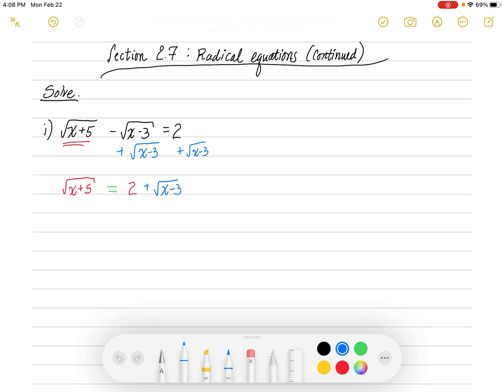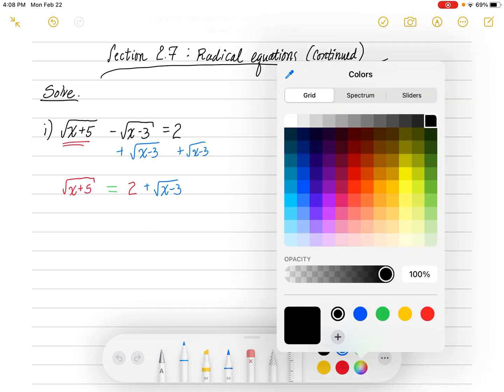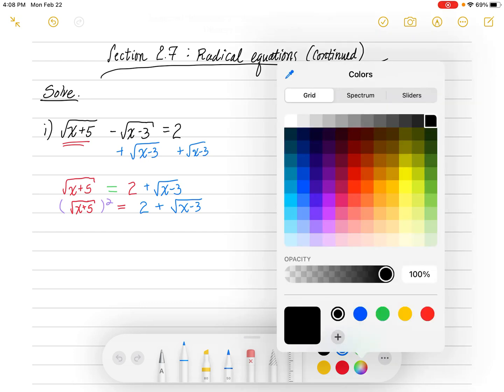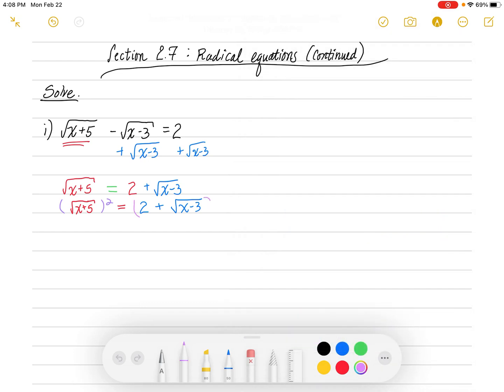So now that we have the square root of x plus 5 by itself, we're going to square both sides. We want to square both sides so we get rid of the radical on the left side. Whatever we do to the left side, we want to do to the right side as well. We're going to take 2 plus the square root of x minus 3, and we're going to square that. So on the left side, the square is going to cancel the square root, and we're going to have simply x plus 5.